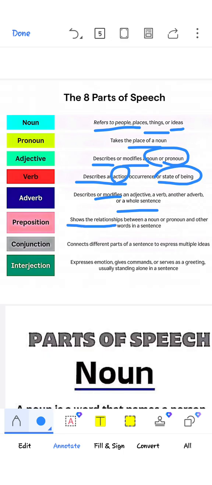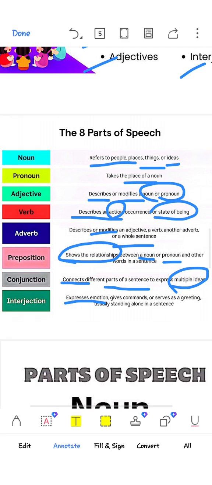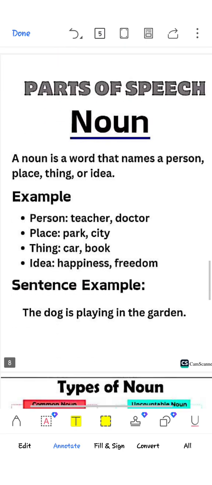Preposition. Preposition shows the relationship between a noun or a pronoun and other words in a sentence. Conjunction. Conjunction connects different parts of a sentence to express multiple ideas. Next is interjection. Interjection expresses emotions, gives commands or serves as a greeting, and usually stands alone in a sentence. Okay, students, here was a quick review of the 8 parts of speech. Now we will move towards our main topic, that is noun.